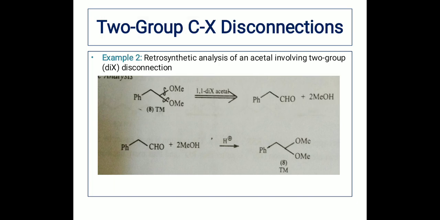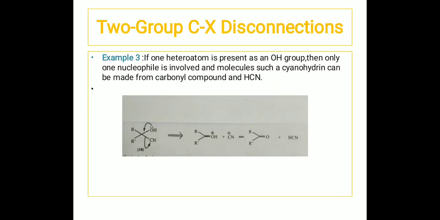Now, these two synthetic equivalents are the starting materials, which in presence of H plus is going to give rise to the target molecule. So, this is a second example for the 1,1 disconnection. Next, we're going to study example 3.